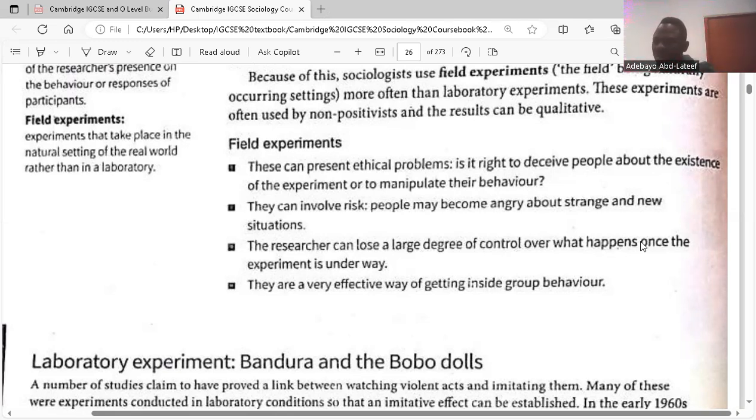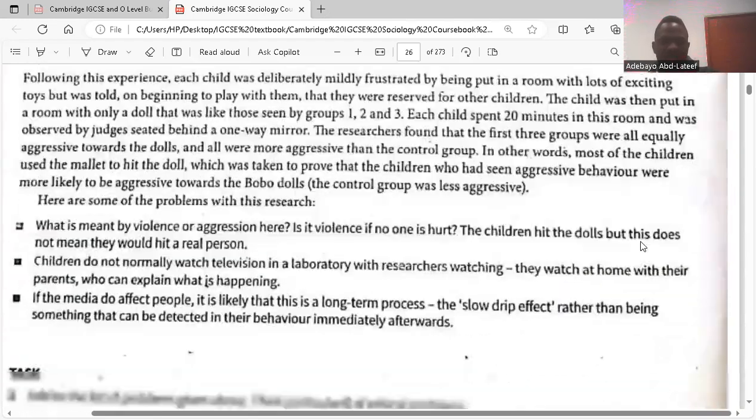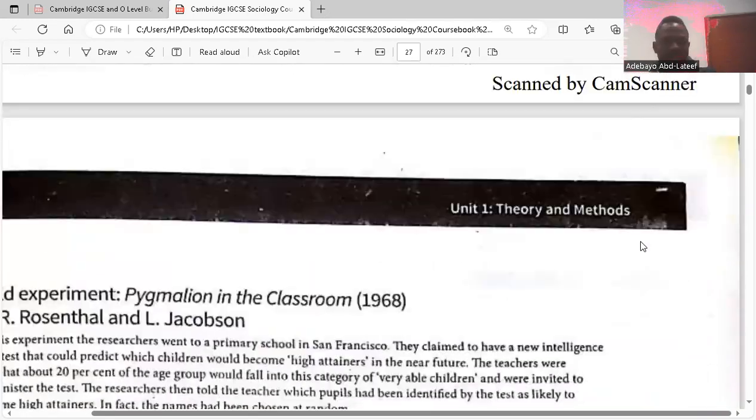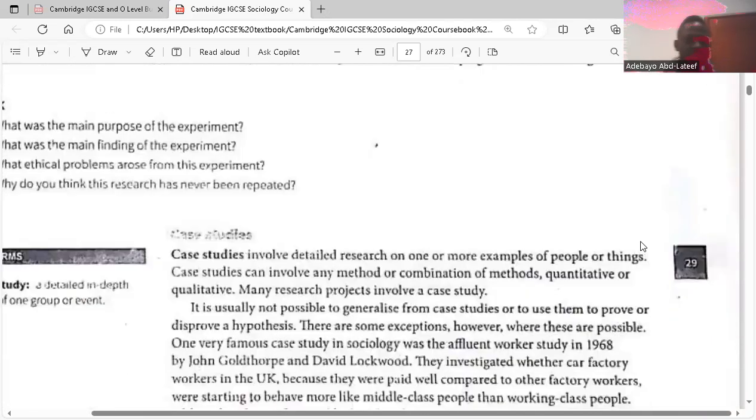That's all I wrote about it anyway. So we'll go to, there's a case study there, but we don't need it for laboratory experiments. So we'll go to case study now. That's another form of research.